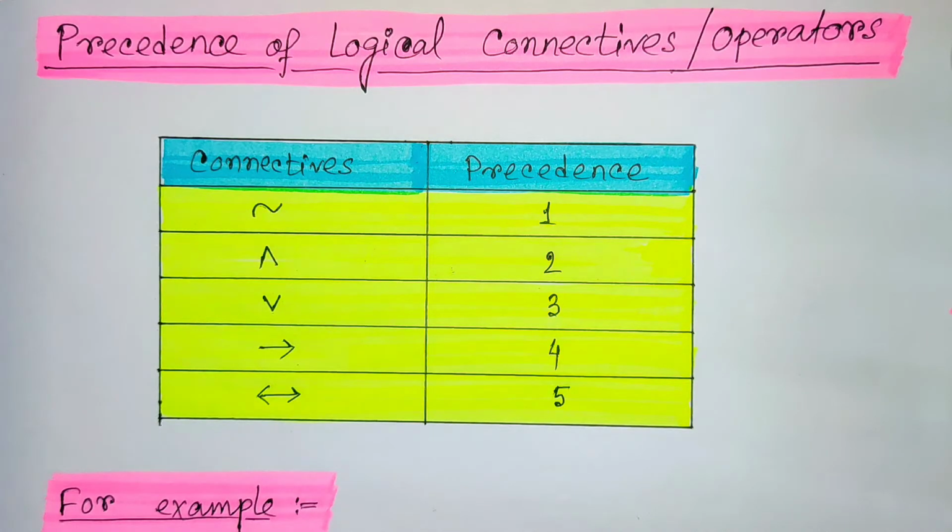In this video, we are going to learn about the precedence of logical connectives or operators. Precedence means which one comes first and which one comes next. So what is the requirement to know about this precedence?